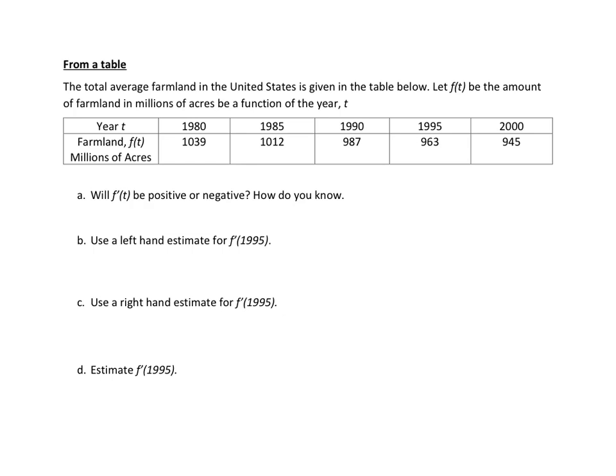Okay, so looking at these values, do we think f prime of t will be positive or negative, and how do you know? Well, if I look at these values, as time goes on, these values are decreasing. If the function is decreasing, then we know the derivative must be negative. So I would say f prime of t is negative. And if somebody asks me how I know that, because the function is decreasing.